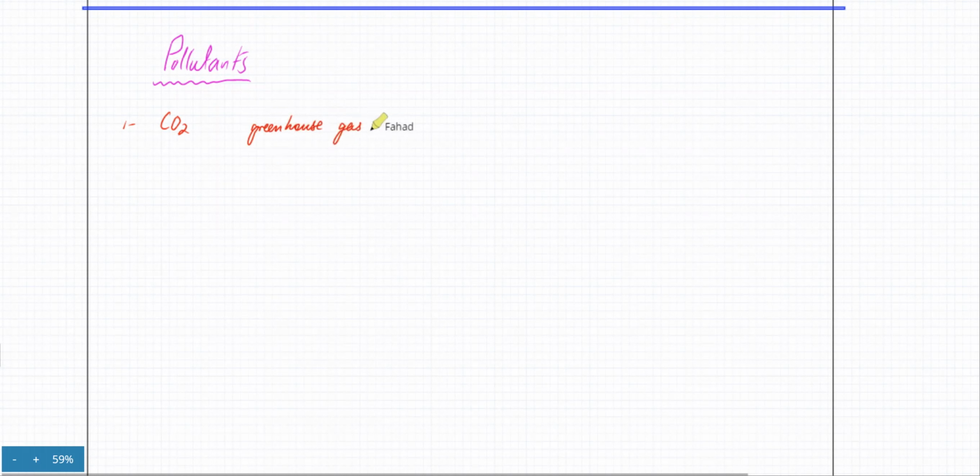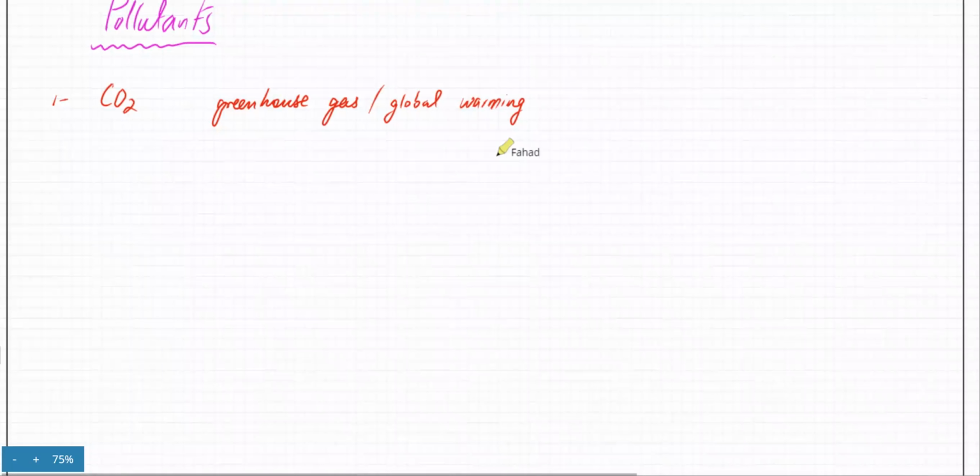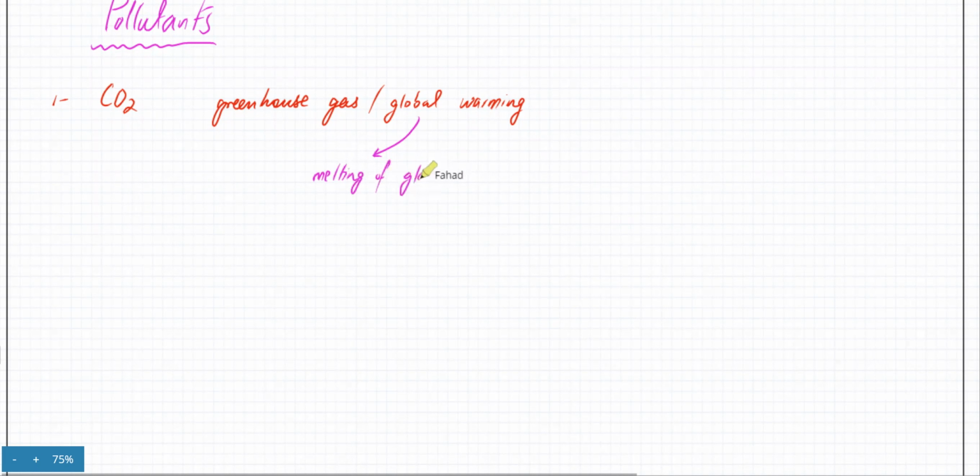So yeah, it's a greenhouse gas. What's a greenhouse gas? That it causes global warming. It absorbs too much heat from the sun and it warms up the planet. So why is it dangerous? Why is global warming dangerous? The reason why global warming is dangerous is that global warming leads to melting of glaciers and your polar ice sheets.